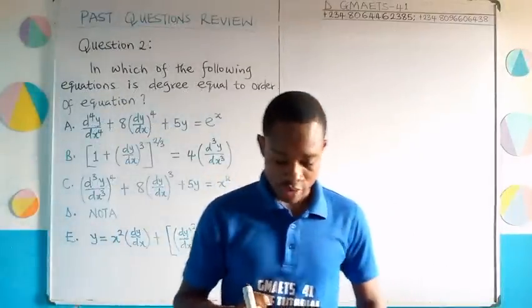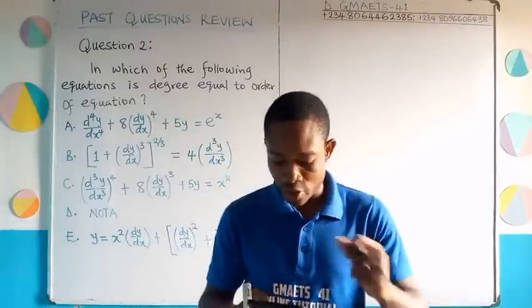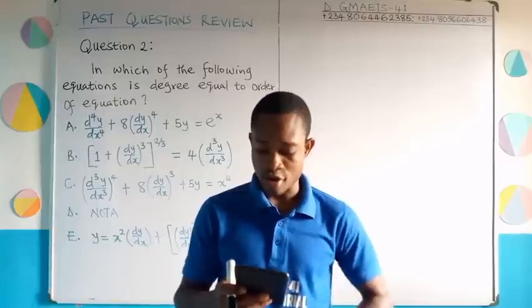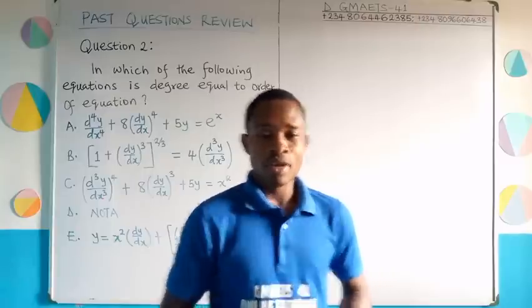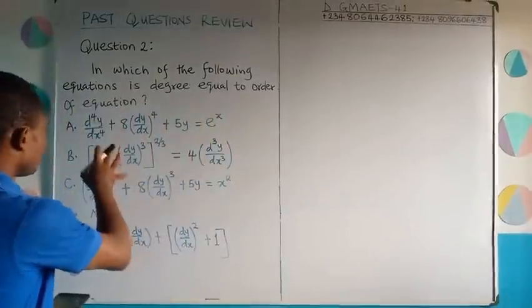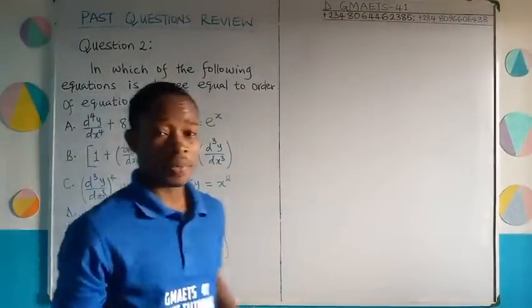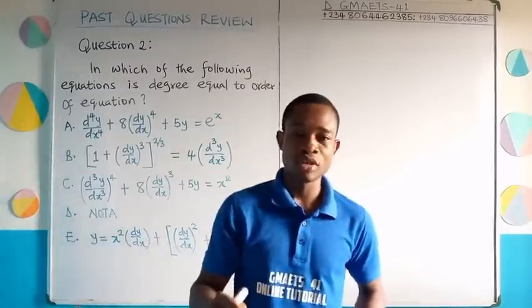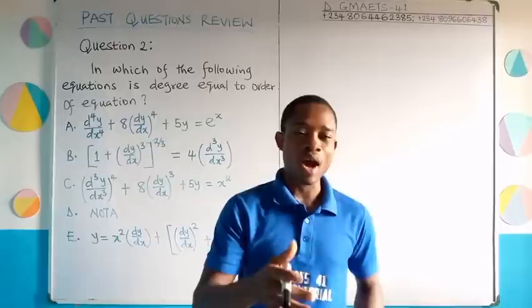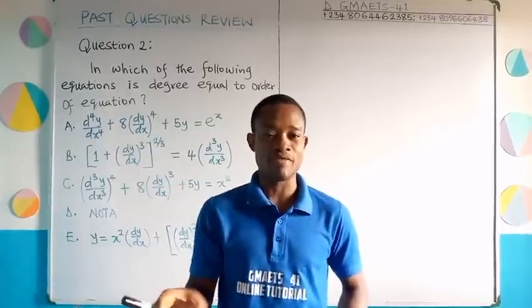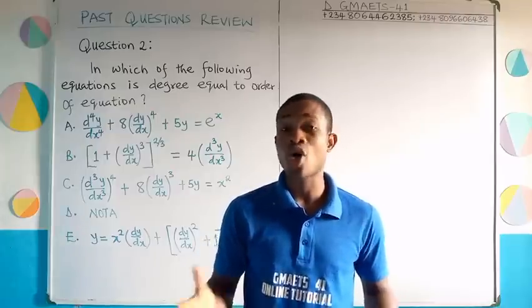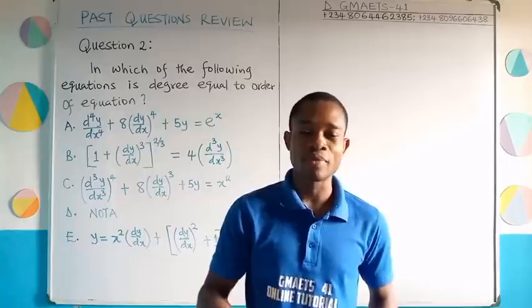The second question reads, in which of the following equations is the degree equal to the order of the equation? Now I've got the options here on the board. I'm just going to go straight to explain the concept of degree and order. Order is the highest derivative in the equation. Degree is simply the power of that highest derivative in the equation, when all fractional indices and all radicals have been cleared from the equation.